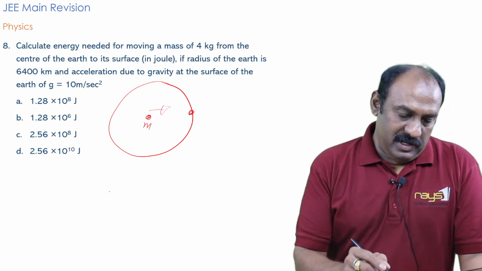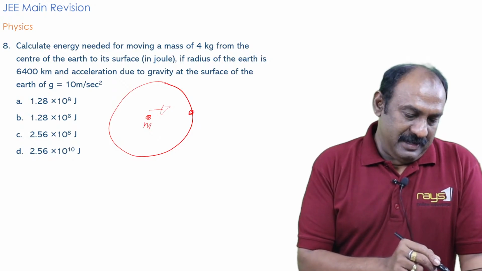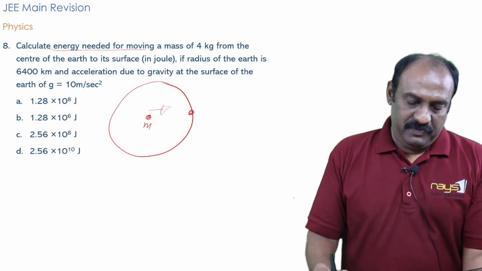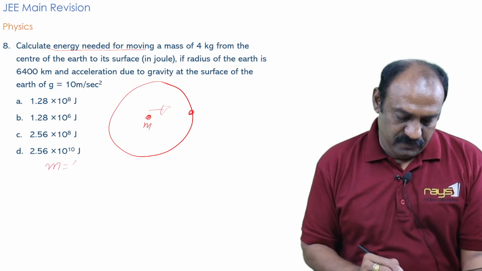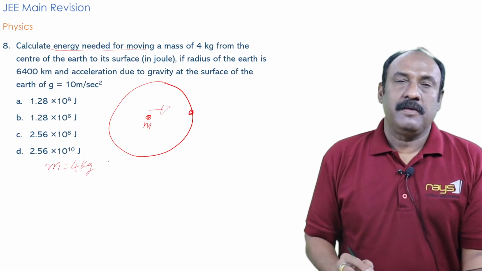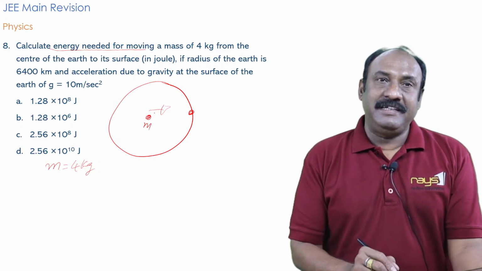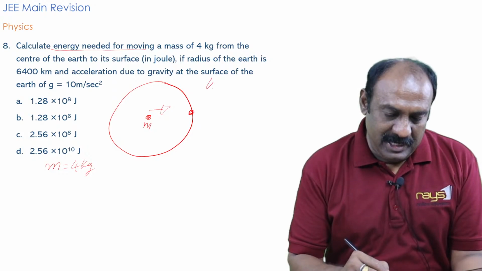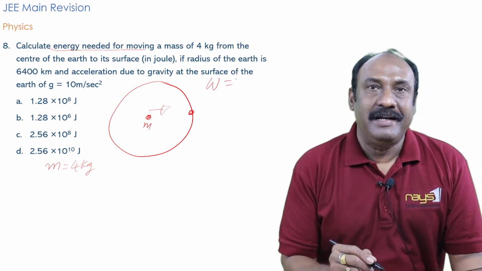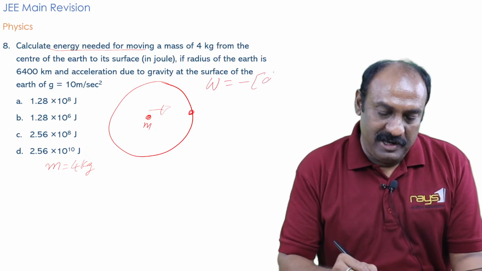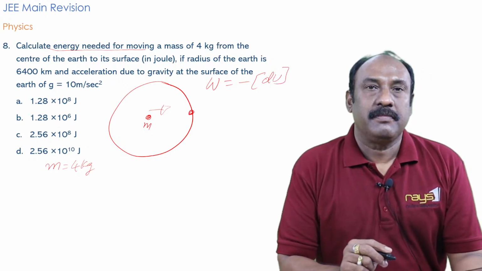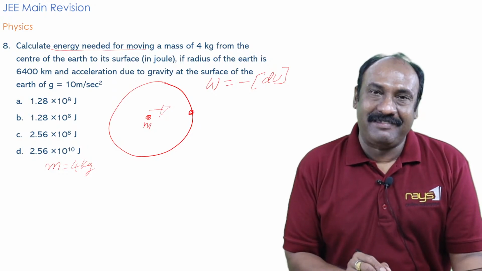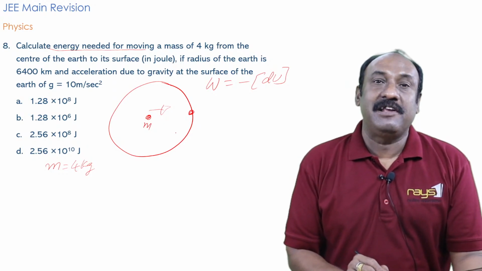So here, what we want is the energy needed for moving a mass of 4 kg. So m equals 4 kg. When it is moved from the center of the earth to the surface, what is the work done in moving this? Work done equals the negative of the change in potential energy, because here the mass is moved from the center of the earth to the surface against the conservative force, that is, the gravitational force.